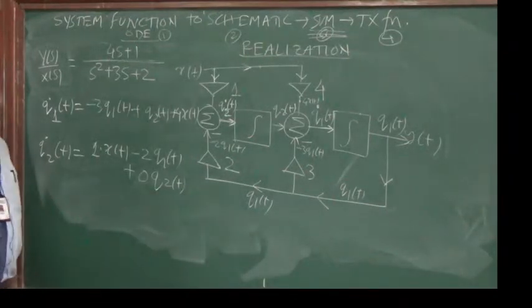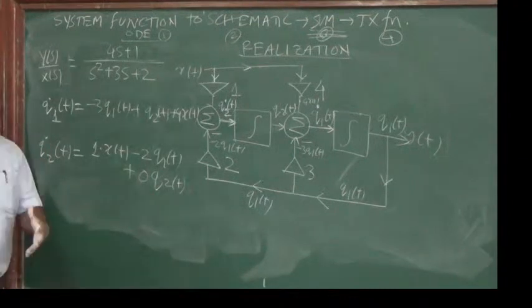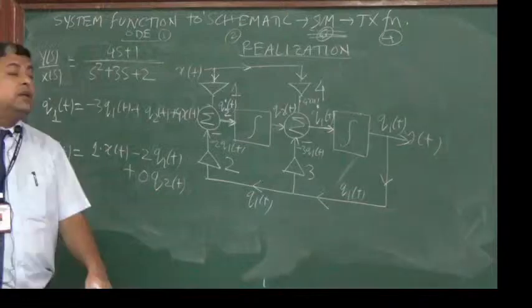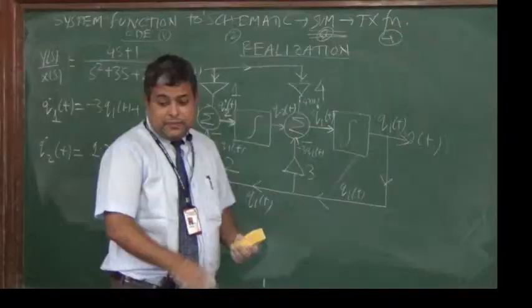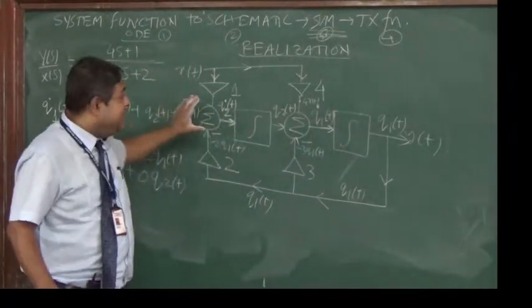So now see that we have got the equation of q1 dot(t) and the equation of q2 dot(t). q1 and q2 are nothing but the state variables. So how have we defined this? This has been defined just like that. This line will always be like this.